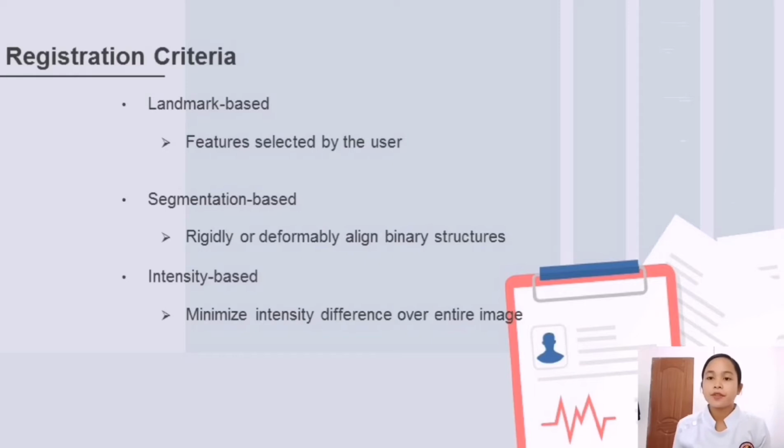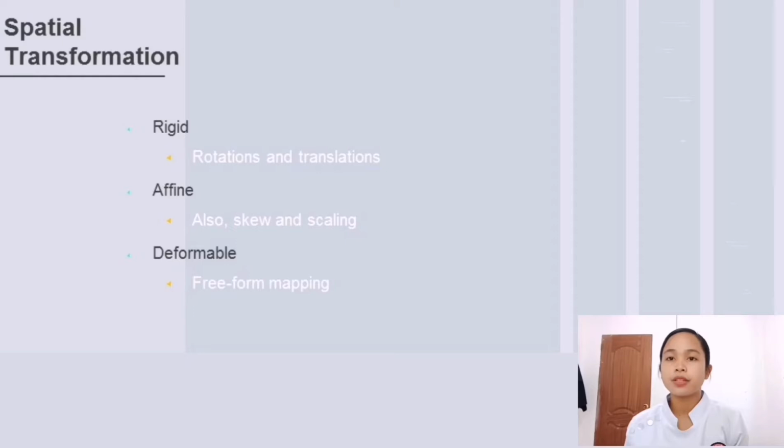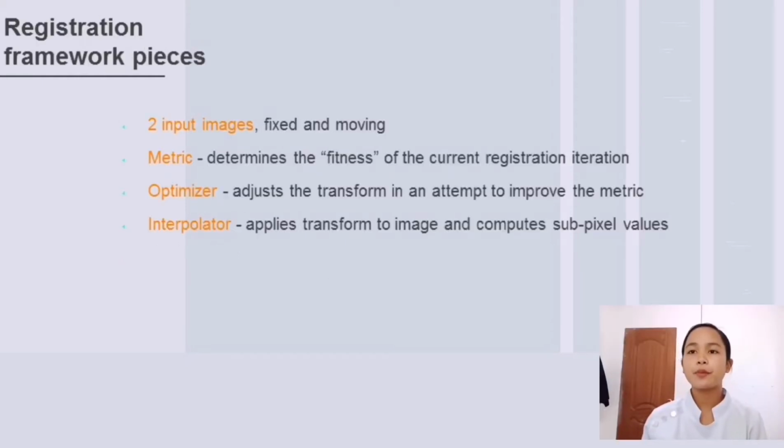Registration criteria. First is the landmark based, features selected by the user. The segmentation based, rigidly or deformably aligned binary structures. Last is the intensity based, minimize intensity difference over the entire image. Spatial transformation: the rigid, affine, and deformable. Rigid, rotations and translations. For the affine, also skew and scaling. Deformable, free-form mapping.